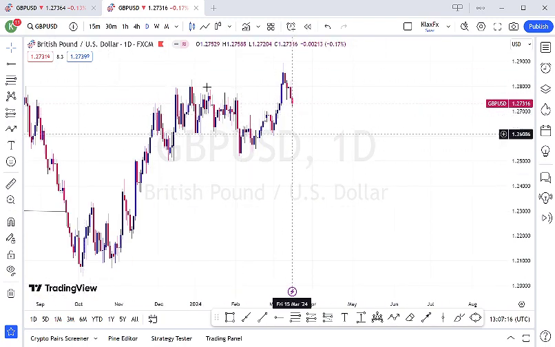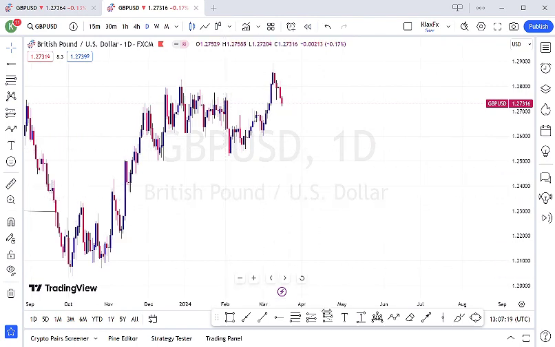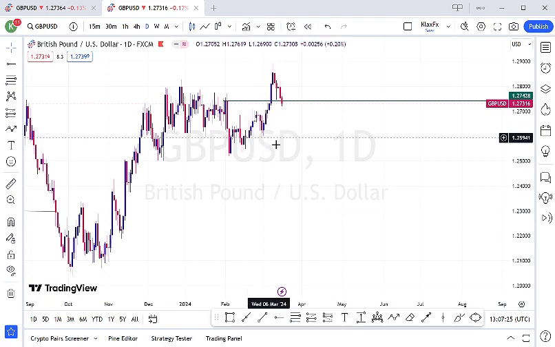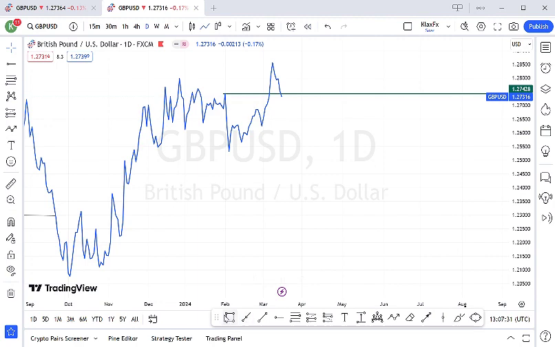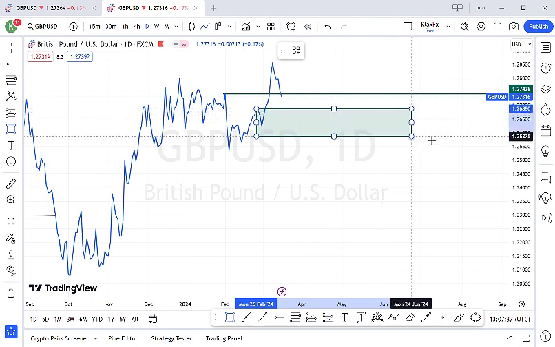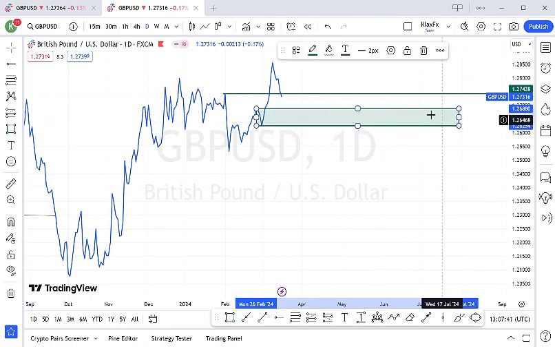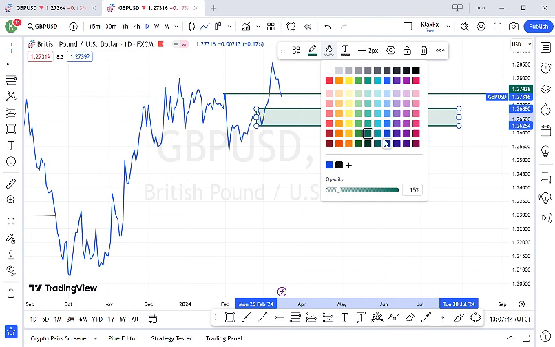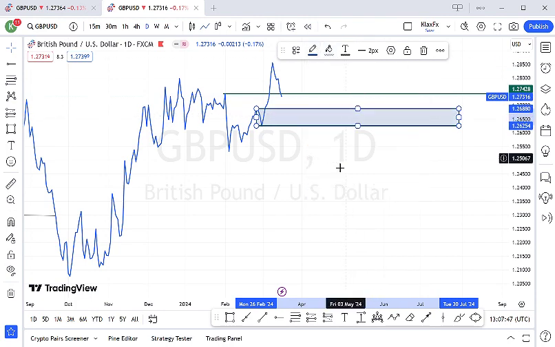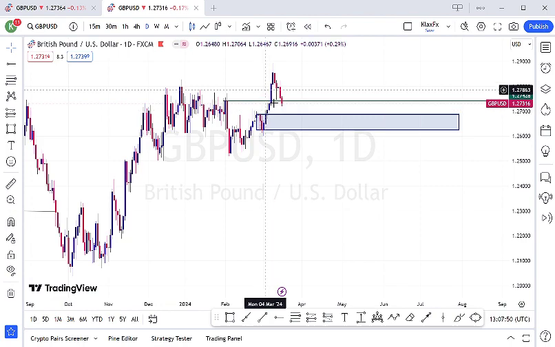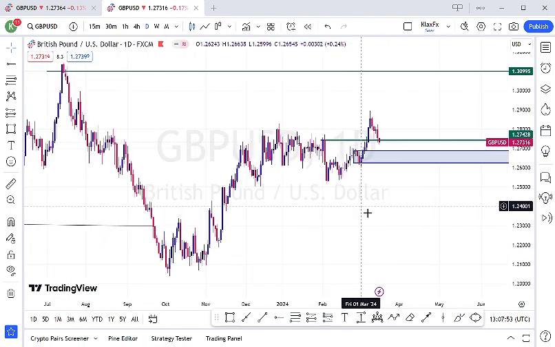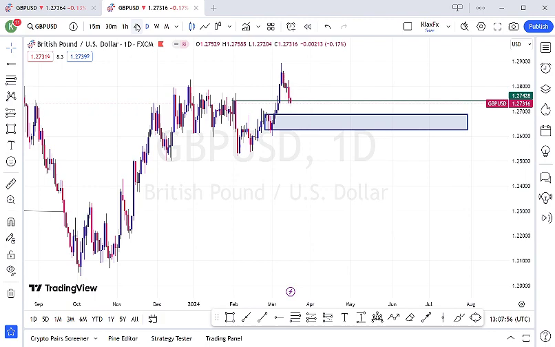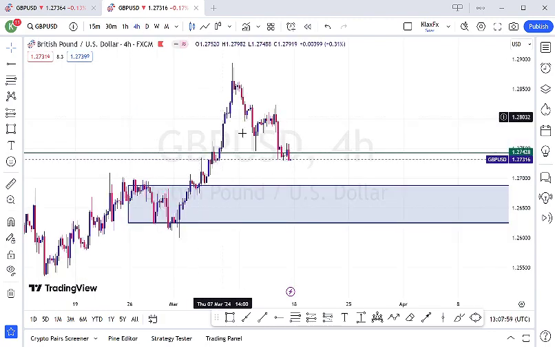So on the daily time frame, this is what we have. This SNR has been taken out. We also have this drop demand zone, this drop pattern here. So let's have this box. So we are looking at buys inside of this zone. Yes. So we have this SNR here, then on the four-hour time frame, this is what we are expecting.